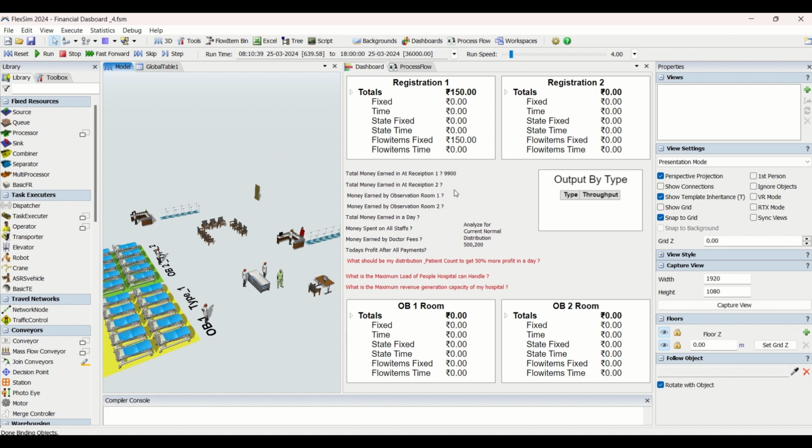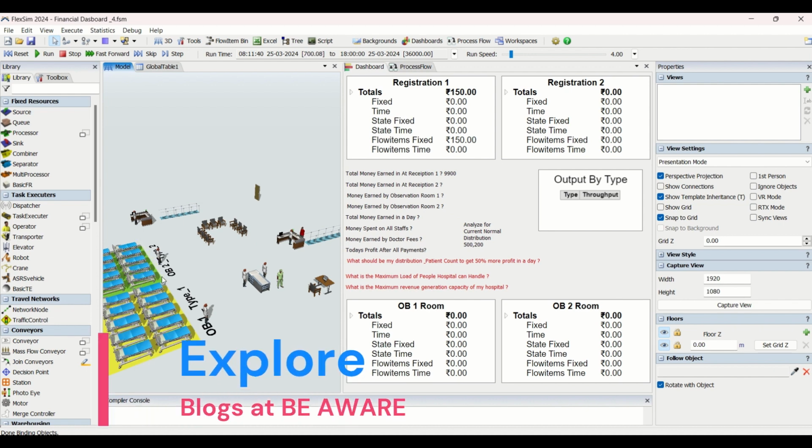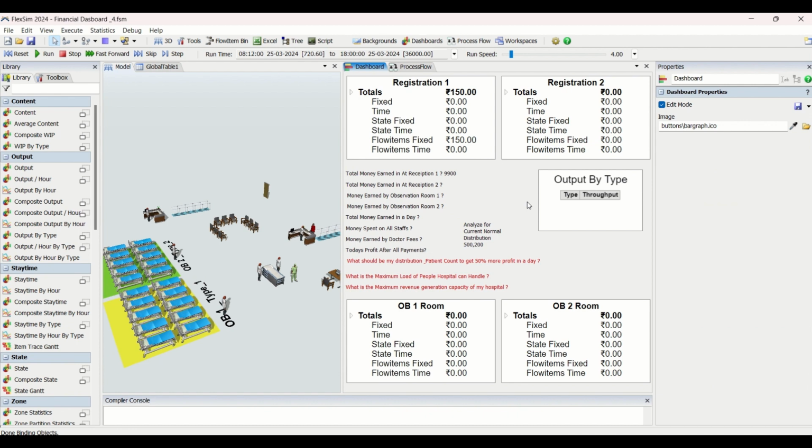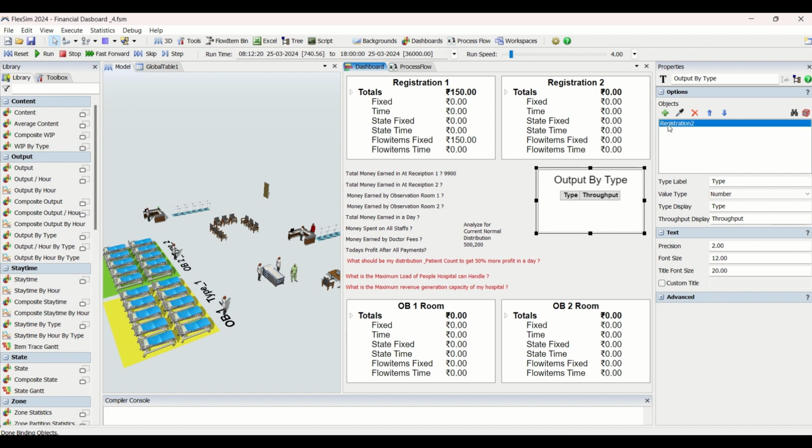Now the next two questions we need to answer are: what is the money earned by observation room 1, which is here with the yellow background, and what is the money earned by observation room 2, which has this green background. In video 1, we also saw that this dashboard will help us find out how many patients arrived at observation area 1 and observation area 2.